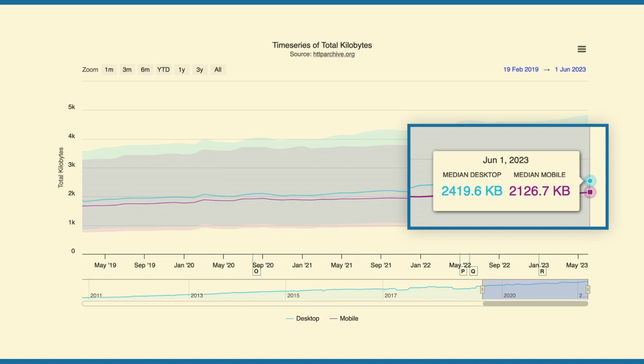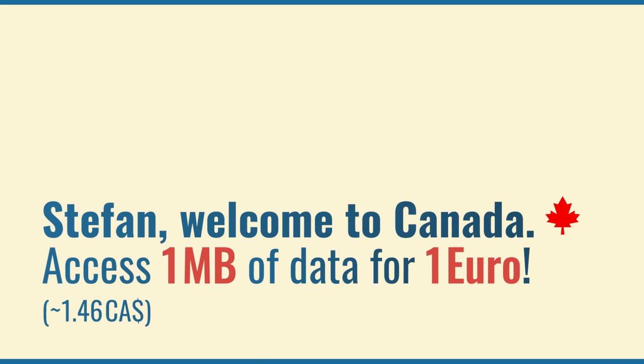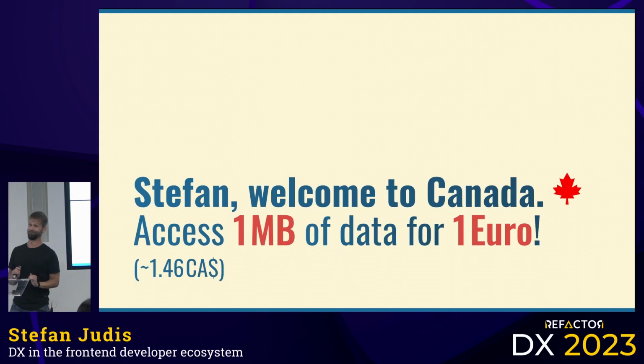And usually I don't care about these kind of things because right at home in Germany I have a good mobile phone, I have a good Wi-Fi connection. But when I jump onto a plane from Berlin to Munich, from Munich to Toronto, this is what I see. This is my phone. And this is German, right? So you probably don't understand that. But what my mobile provider is telling me, "Hey, Stefan, welcome to Canada. You can access 1 megabyte of data for €1." Which is half a website. Better be a good website, for sure.